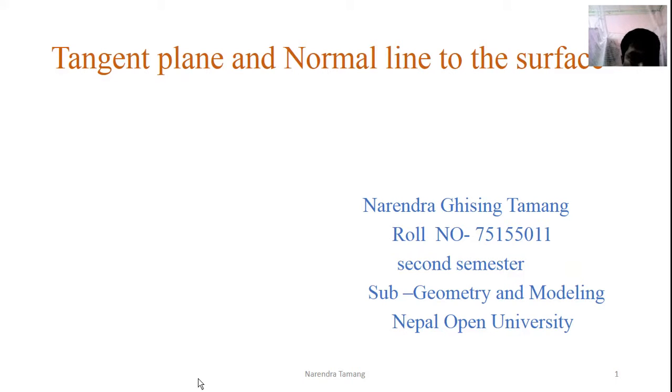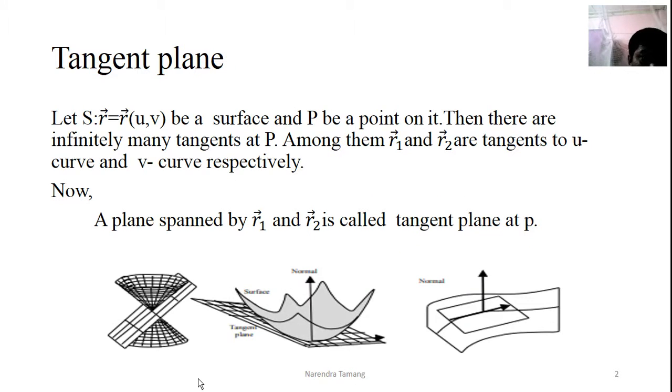Today I'm going to present my work on the topics tangent plane and normal line to the surface. Tangent plane: let S: R = R(u,v) be the surface and P be a point on it. Then there are infinitely many tangents at P. Among them, vector R1 and vector R2 are tangent to the u-curve and v-curve respectively. From this we can say that the plane spanned by R1 and R2 is called the tangent plane at P. These are examples of tangent plane.